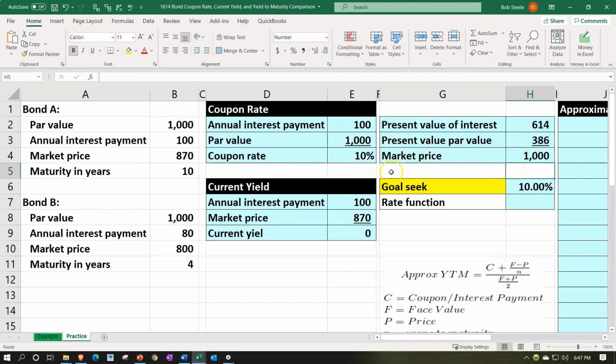Now, it should be 870. So we're looking for the 870. I could change this cell until we get to the 870, making it like 10.5 or something like that.